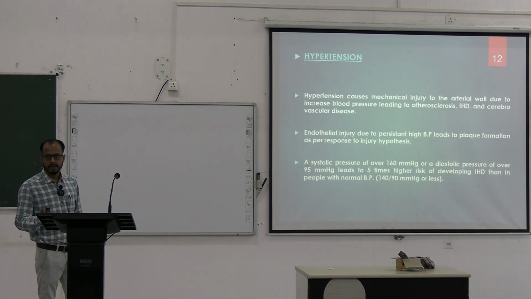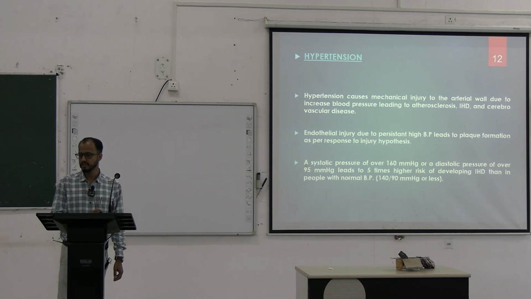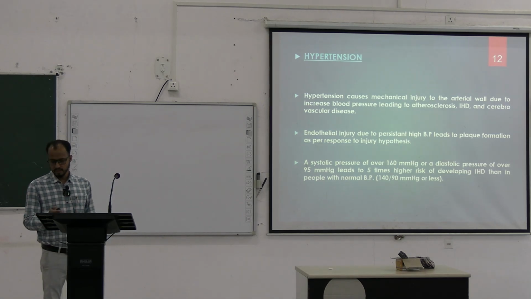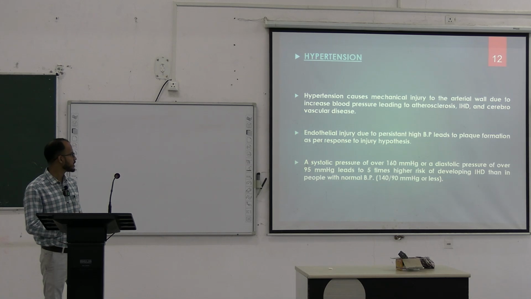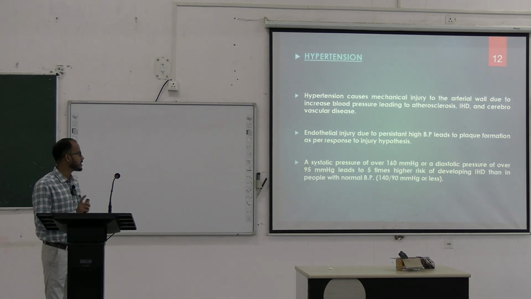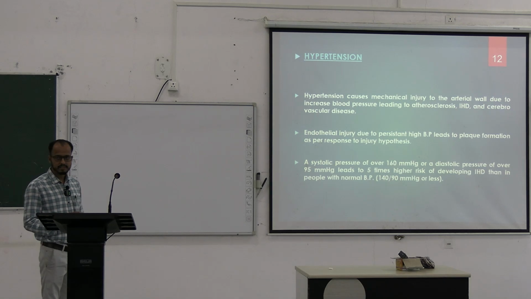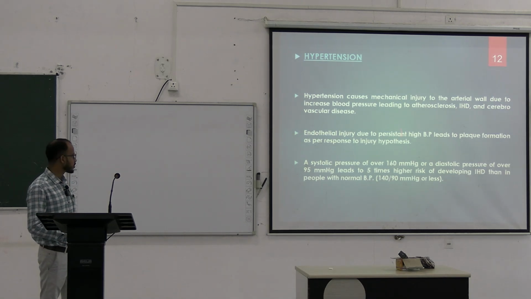Hypertension. Hypertension has a direct correlation with ischemic heart disease because hypertension causes endothelial injury. So, what does endothelial injury do? Because of endothelial injury, that leads to cholesterol buildup and atherosclerosis due to leakage of LDL and macrophages into the endothelial cells. That leads to cholesterol formation.